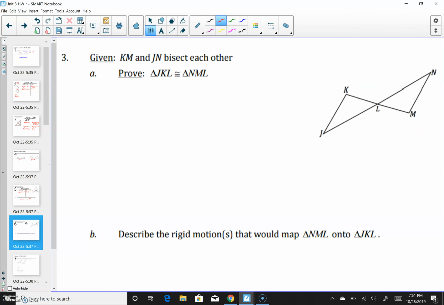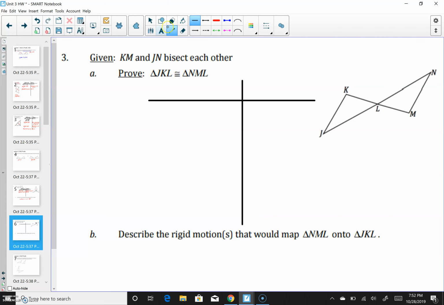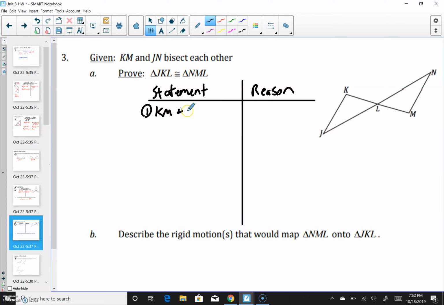It tells you that KM and JN bisect each other, and that's the only thing they tell us. As we start here, we make our table, and we start to fill things out, we should notice that very little was given to us compared to some of the other problems. So it's likely that this is going to take a couple more steps and a little bit more work. For the first one, we'll write down our givens: KM and JN bisect each other.